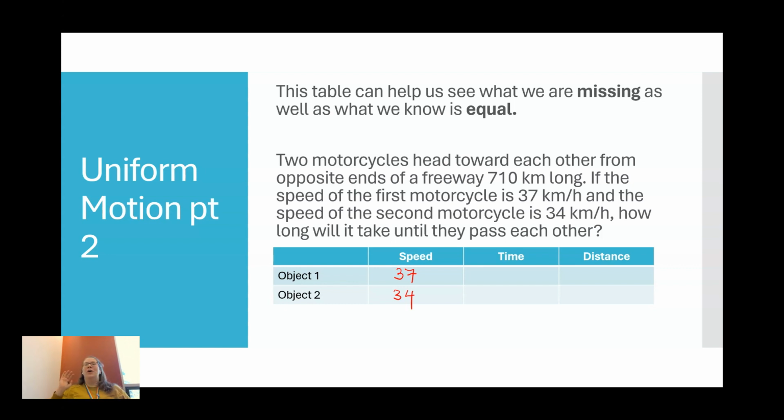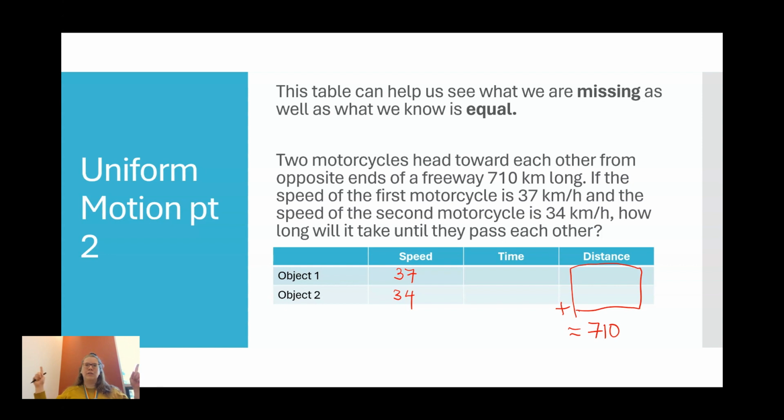So right now we're missing a lot. We have some speeds, we have no time, no distance. We do know, though, that if they're going on opposite ends of a 710 kilometer freeway, then when they meet up, they will have gone altogether 710. So we know whatever these two things are, when we add them up, we will equal 710. Helpful.